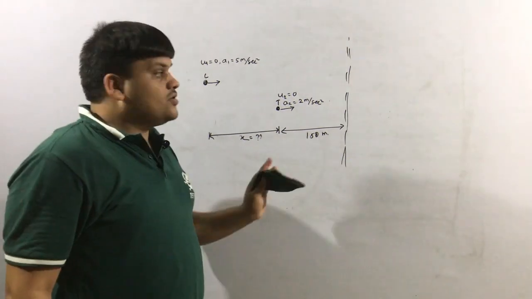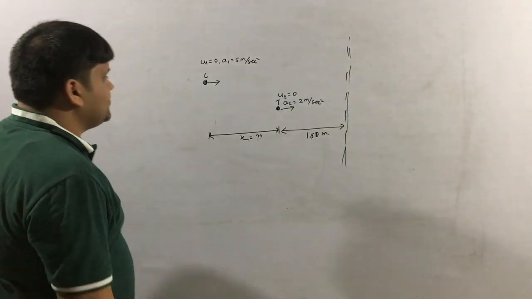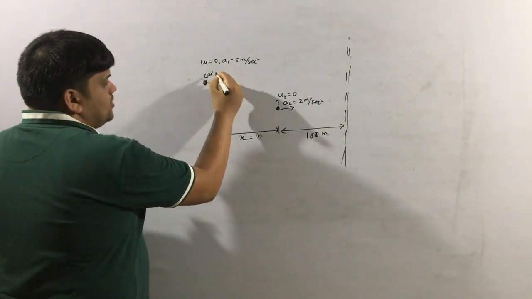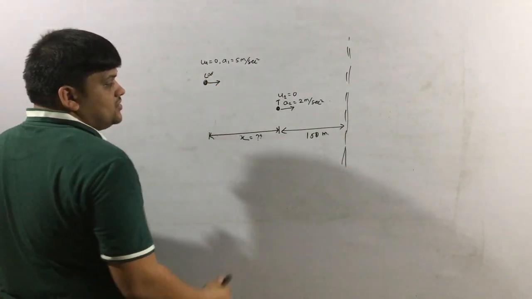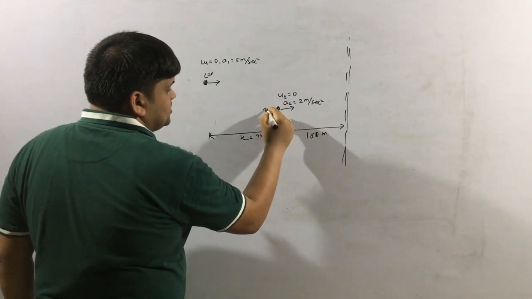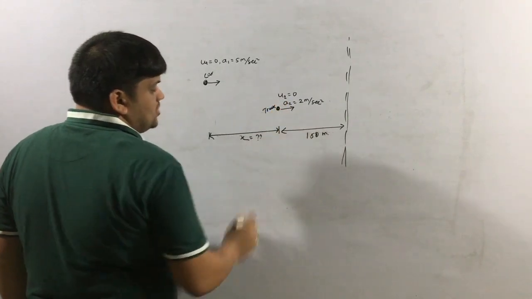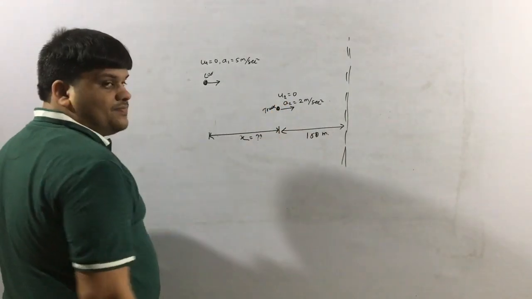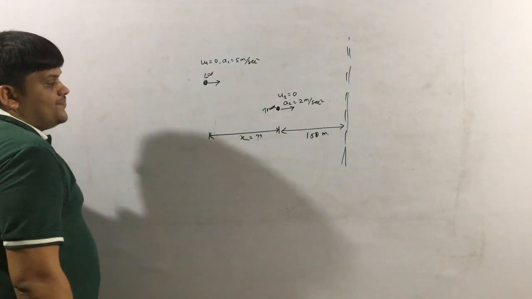Now let us come to the second question. It is given that a car is travelling along this direction, and a truck is travelling along the same direction. Initially they were some distance apart.